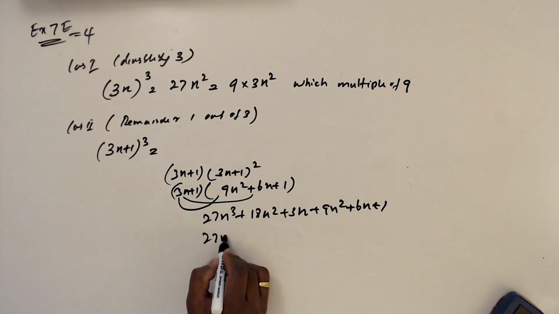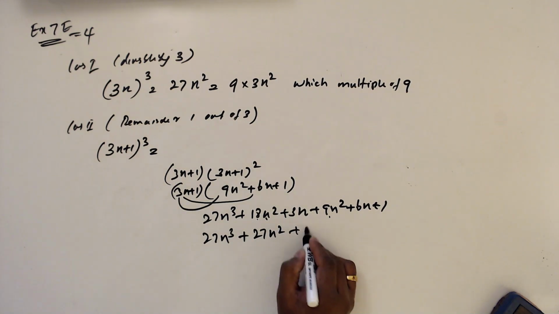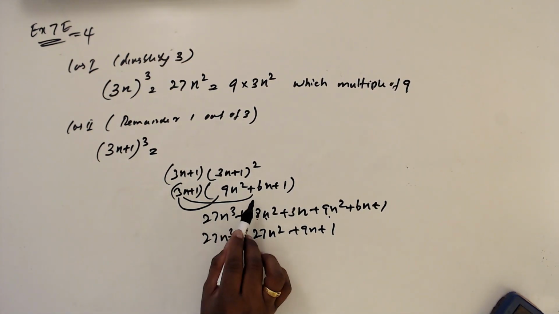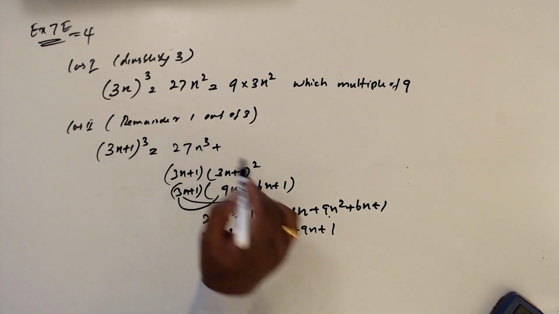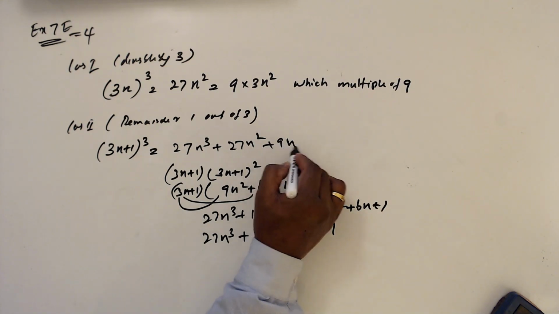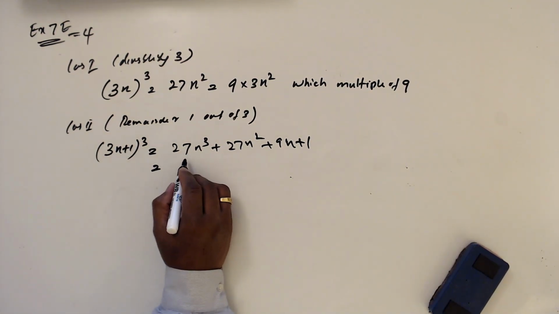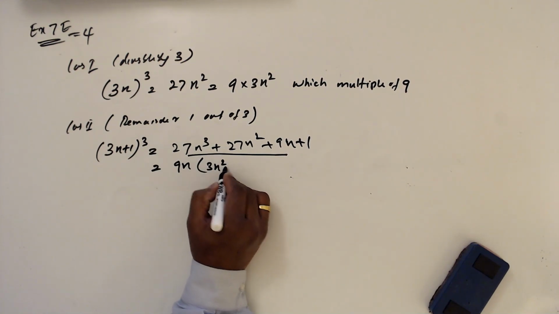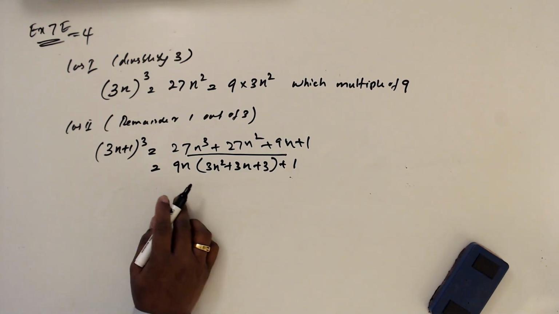So then this is 27n cube, then this is 27n square, and this is 9n plus 1. 27, is that right? Yes, 27n cube, 27n square plus 9n plus 1. So I write this one, then I can take 9n out from here. Then this is going to be 3n square plus 3n plus 3 plus 1.